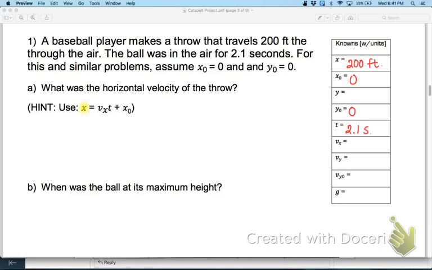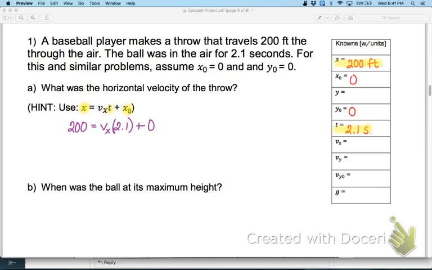We need x. That was actually a piece that we were given. So we're going to plug that in. Vx, we don't know. T, we do know, that is 2.1. So we're going to be able to plug that in. And x initial, we do know they told us to use as 0. So we can just plug those things in. So the equation that we get is 200 equals Vx times 2.1 plus 0.